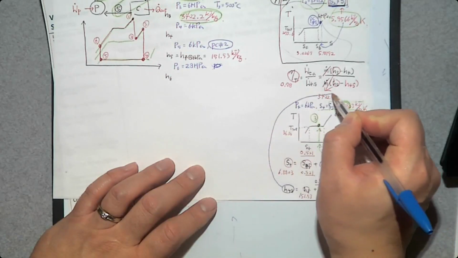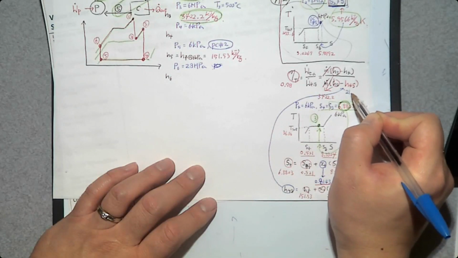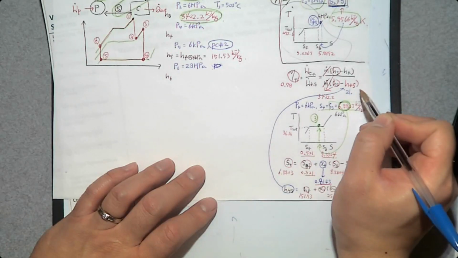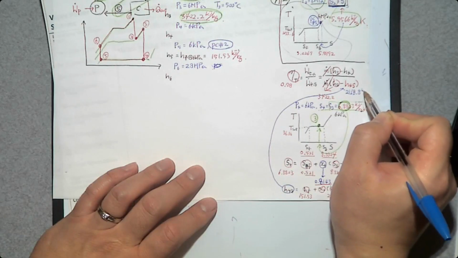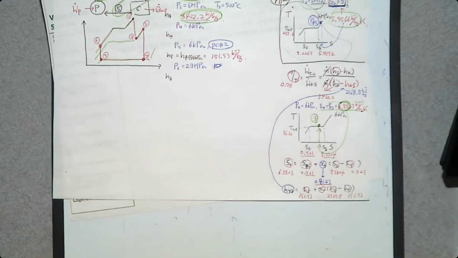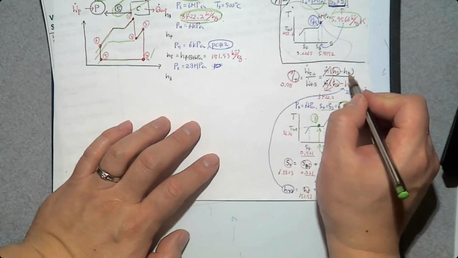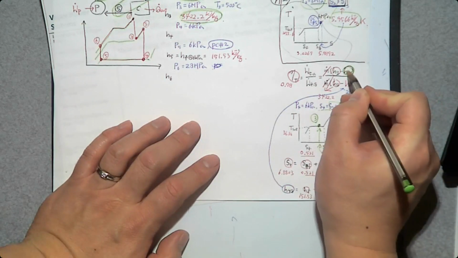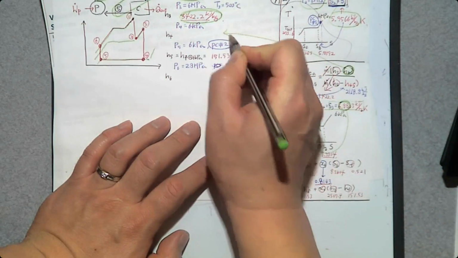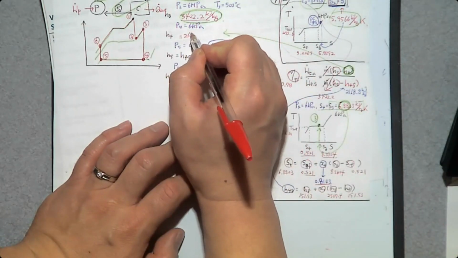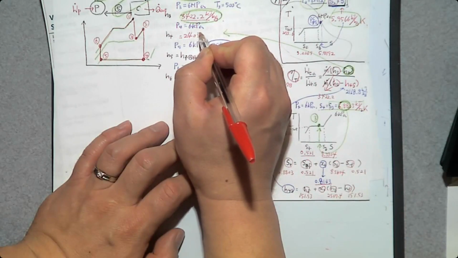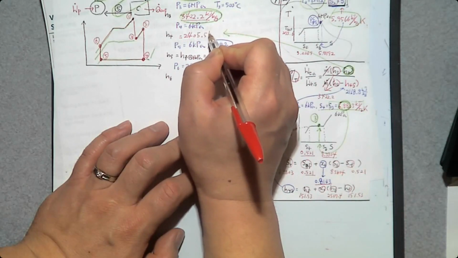This one goes here. 2118 kilojoule per kilogram. Then we have everything. Can we determine H4 from this isentropic turbine efficiency? Yes, we can determine H4. It goes here. H4 is 2405.5 kilojoule per kilogram.